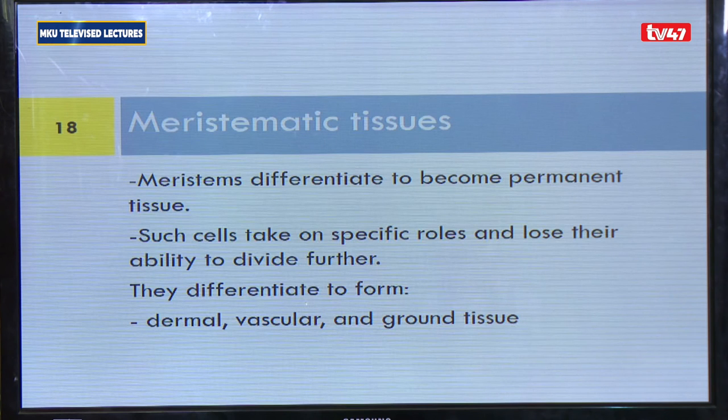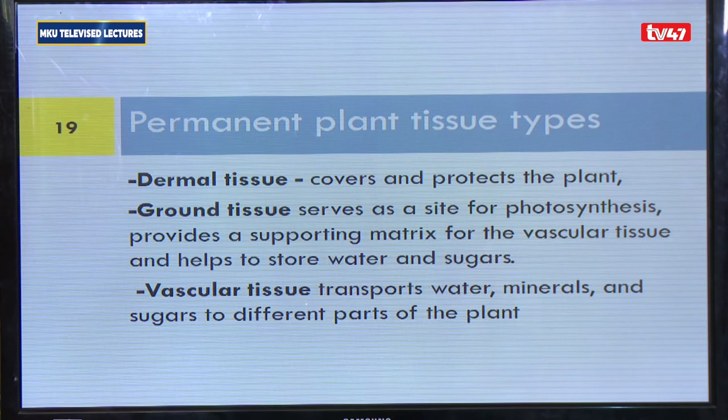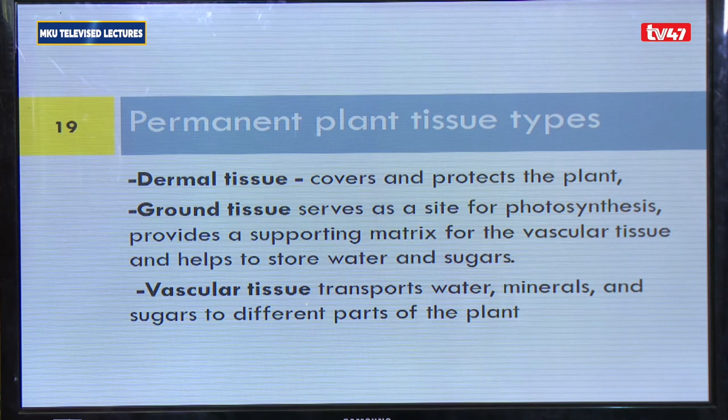Now, when it comes to the permanent tissue, we have got different types of permanent tissue that are formed. And generally, we expect all permanent tissue are made up of fully differentiated plant cells. So for the types of permanent tissue that you find in the plant, we have got three main categories. We have the ground tissue, which are basically tissue made up generally of the parenchyma cells and the sclerenchyma cells. They'll give rise to various types of tissue in the plant that you call the ground tissue. And the purpose of the ground tissue is that they act as sites for photosynthesis. They also provide support. They also work together with the vascular tissue. And they help in the storage of food materials as well as water and so on.